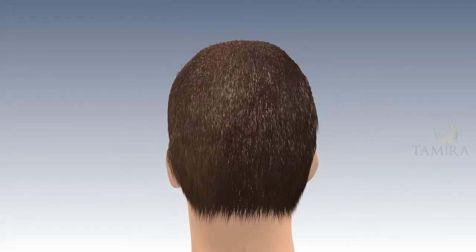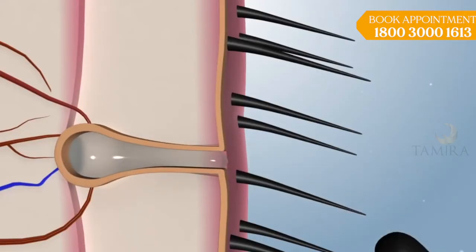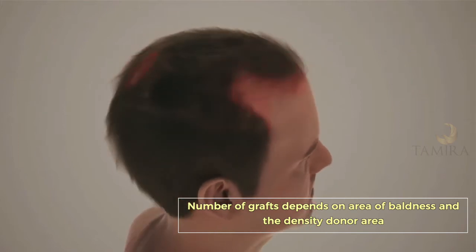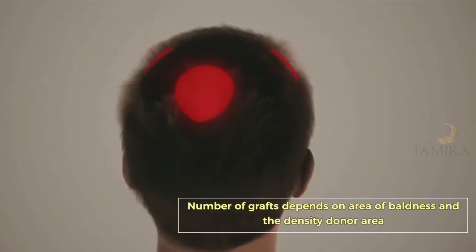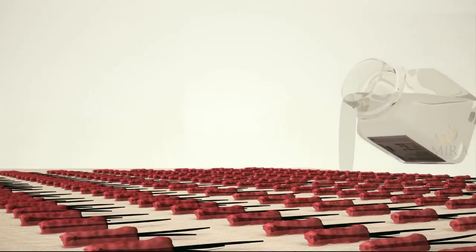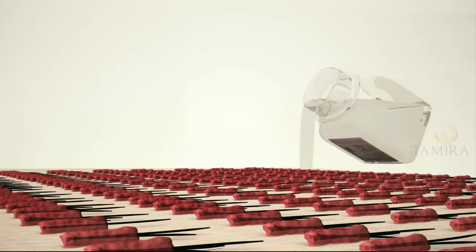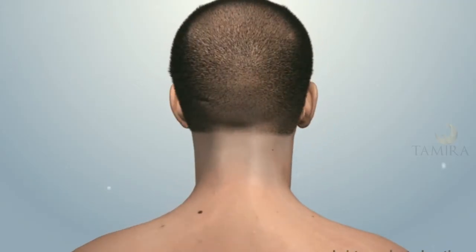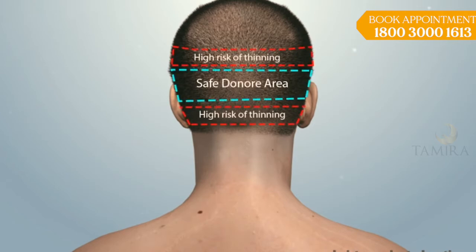As everyone commonly asks, how many grafts do I need? The number of grafts depends on the area of baldness. More grafts could be packed inside a small area. However, grafts are precious and should not be wasted. The ideal number of grafts is chosen depending on the area of baldness and the density of the donor area.